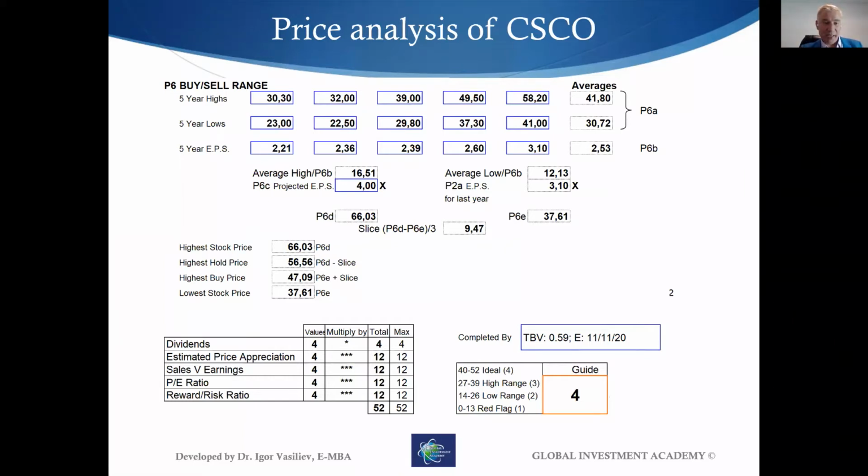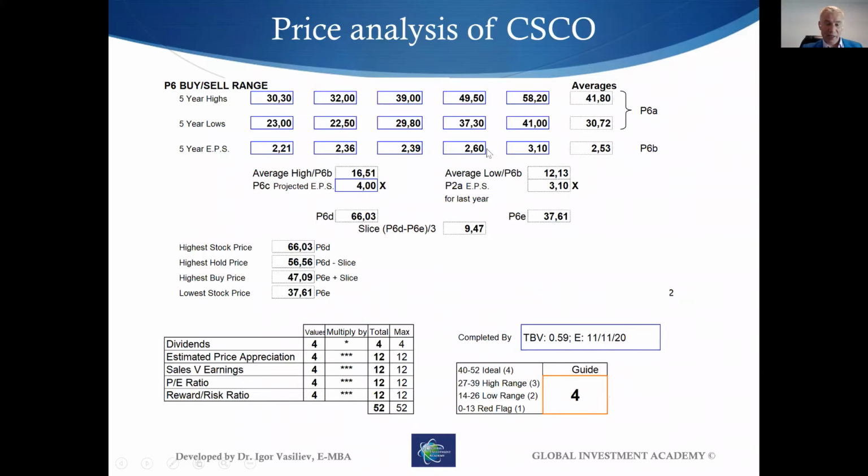You can see the 5-year highs: $30, $32, $39, $49, and $58. We add them together and then calculate the average, divide by 5. Then we do exactly the same with the 5-year lows. So we take the lowest price of that stock for the last 5 years, add them together, and calculate the average low. So we can see that on average the price of the stock moves from $30 to $41.